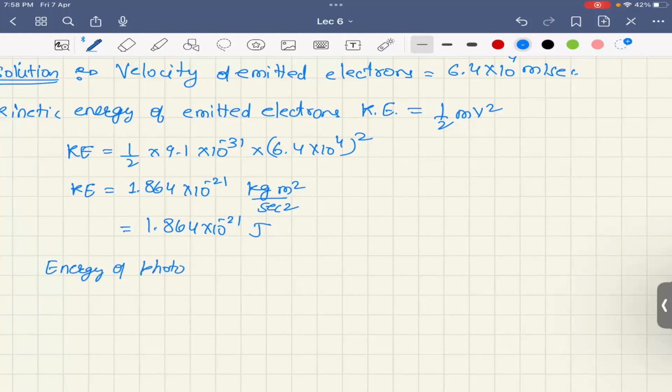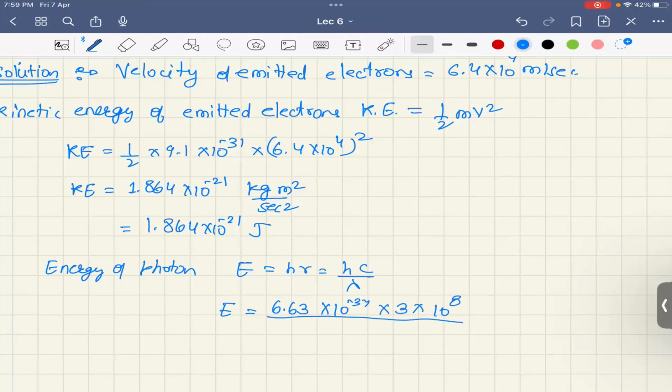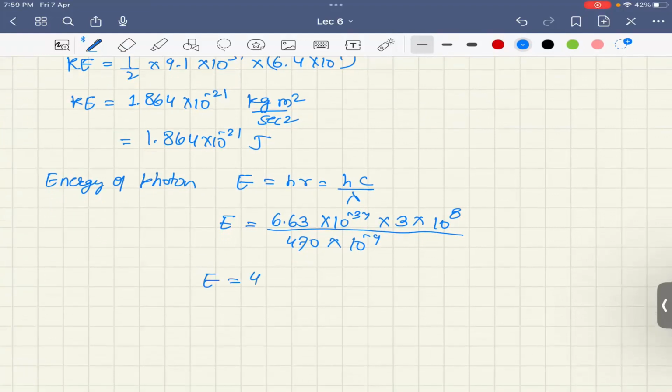Now, the energy of photon. How do we write the energy of a photon? It is nothing but E = hν, which is hc by λ. So E is equal to 6.63 × 10^-34 multiplied by 3 × 10^8, divided by the wavelength. Hence the energy of one photon comes out to be 4.23 × 10^-19 joules, right?